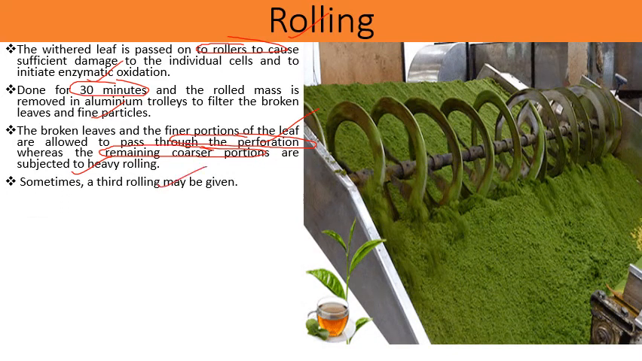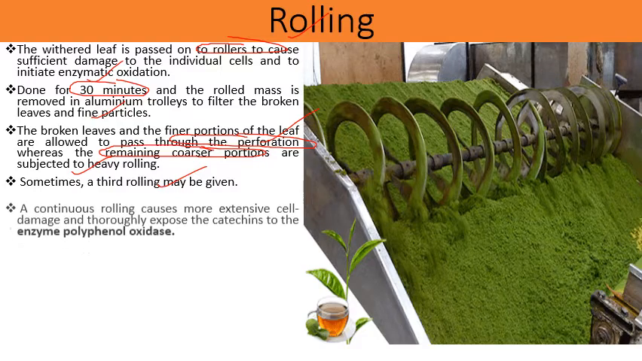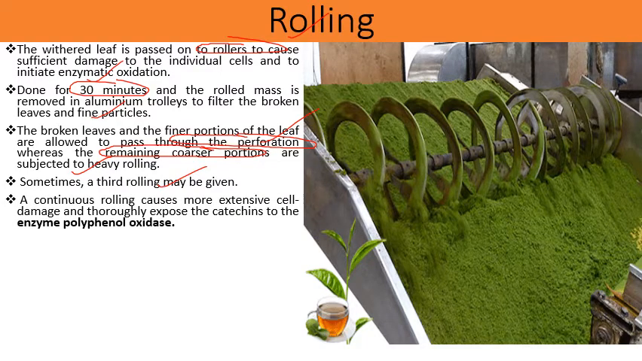Sometimes a third rolling may be given. अगर जो leaves के कुछ pieces still they are in larger size तो उनको फिर से roll किया जाता है for the third time. A continuous rolling causes more extensive cell damage and thoroughly exposes the catechin to the enzyme, that is polyphenol oxidase, which is a very important enzyme जो कि oxidation process में involved होता है tea की.